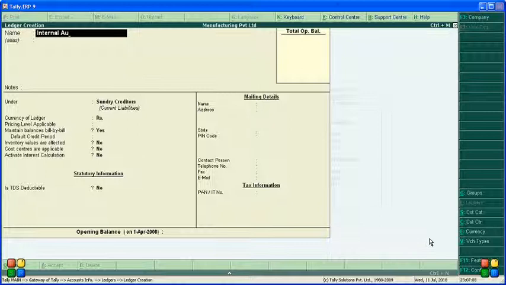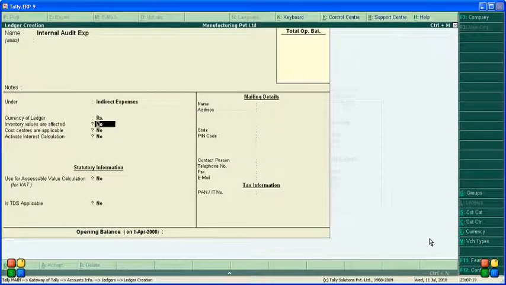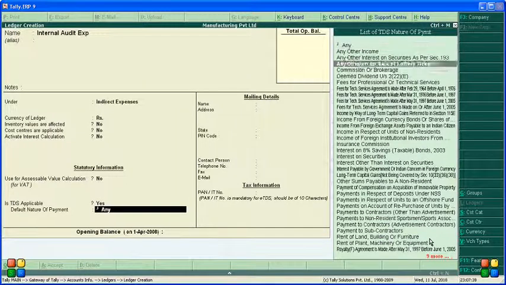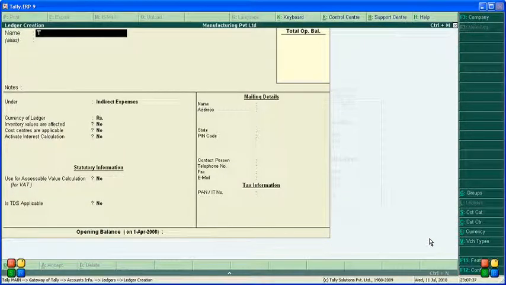Then prepare internal audit expenses under indirect expenses. No cost centre, no interest calculation. VAT purpose no, TDS yes. Is TDS applicable? Make it yes. Here select fees for professional or technical services. Accept the screen. Then again prepare TDS on internal audit expenses.